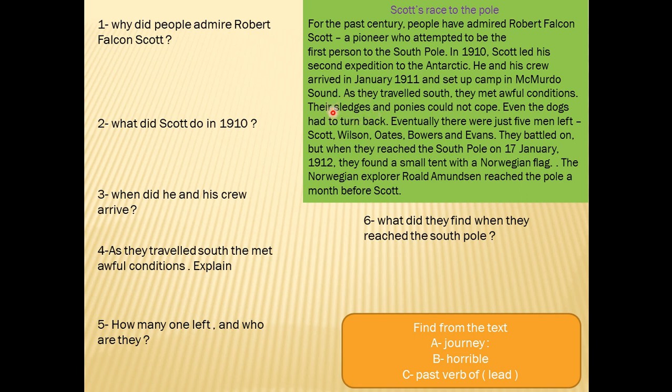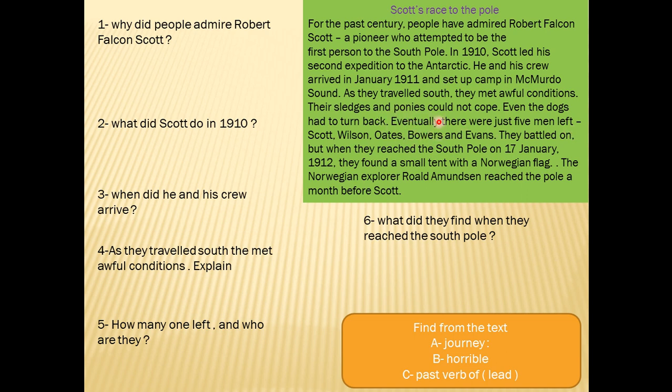There are sledges, a kind of thing you can wear in your shoe and your foot in order to walk over the snow. Sledges. And ponies, small horses, could not cope. They could not cope with the cold weather. They could not adapt to the cold weather. Even the dogs had to turn back. Eventually there were just 5 men left.